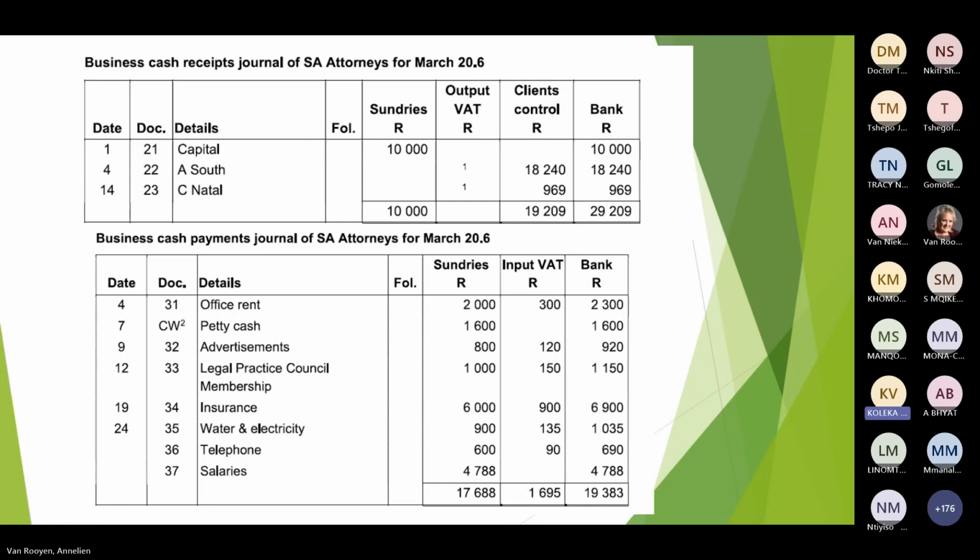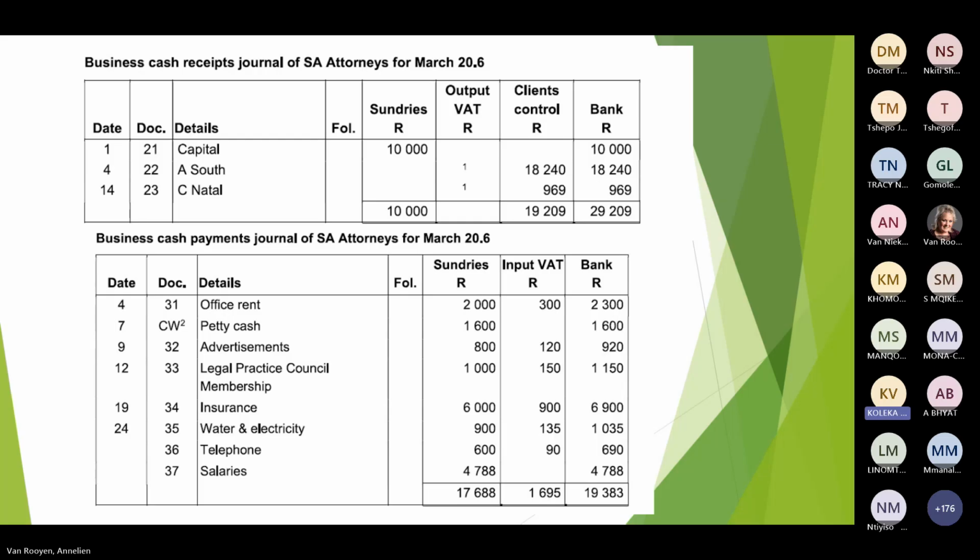Oh, okay, ma'am. And then on the output VAT, there's one there. What do they exactly mean, the ones? If you look at the question, it tells you that you already charged the VAT when you invoiced Mr. South and Mr. Natal. You can't take out the VAT again, otherwise you're duplicating it. He's just paying his account, he's settling his account. So everything that he paid now must go to his account. The VAT is already on that account.